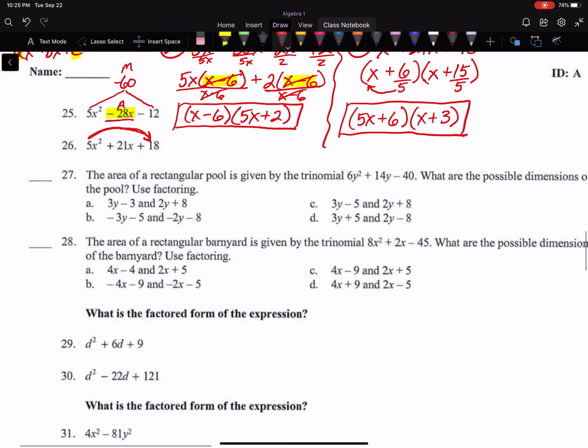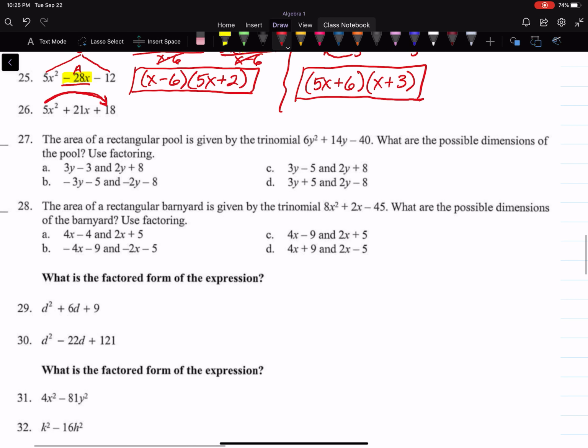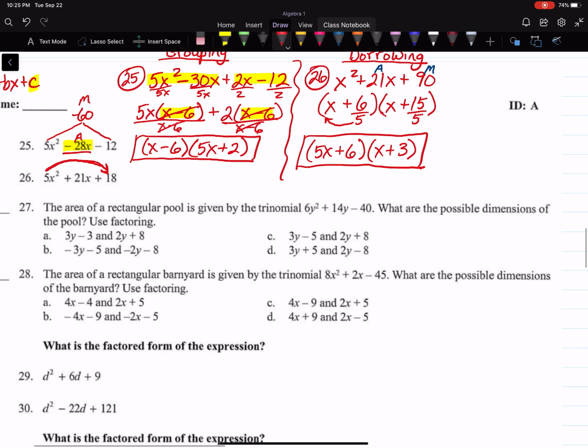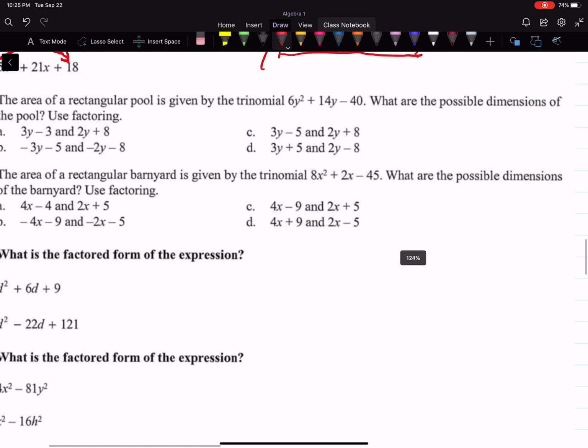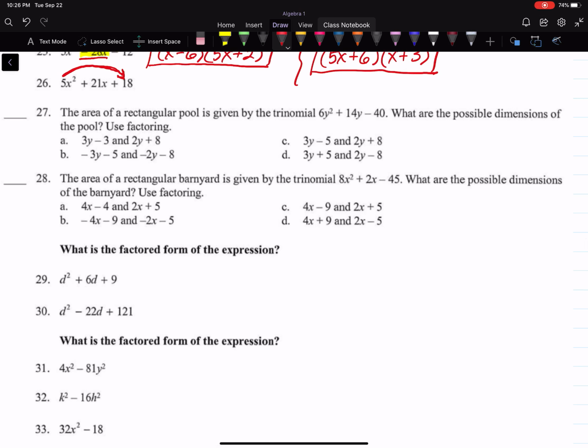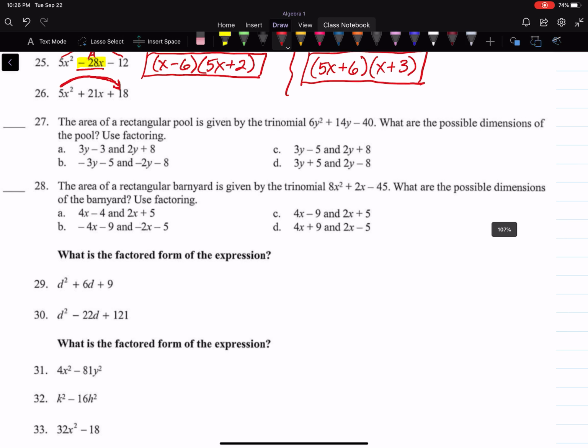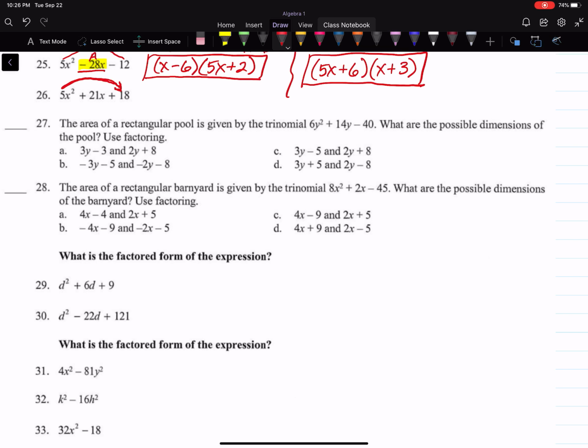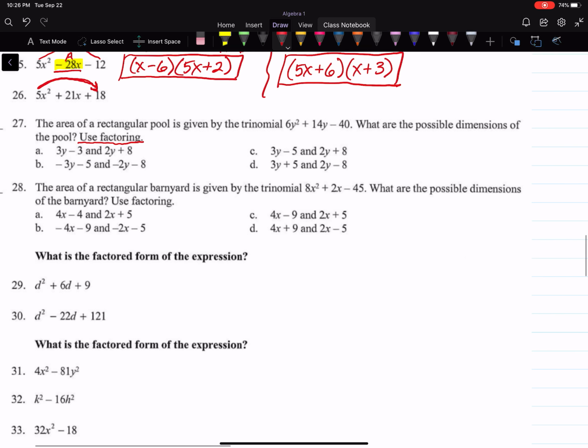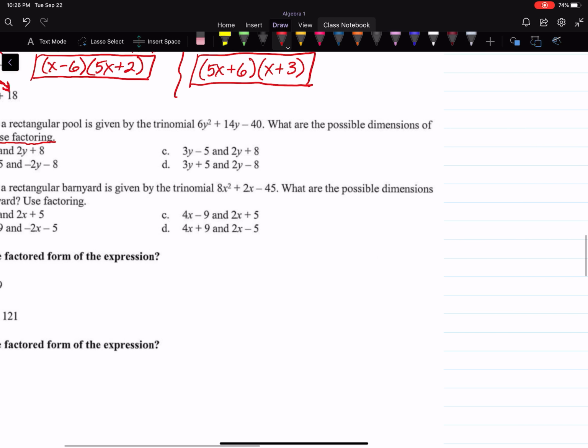All right, 27. Just understand 27 and 28 are just like 25 and 26. They're just in word problems and they're multiple choice. So it says, what are the possible dimensions of the pool? And it even tells you how to work it. Use factoring. So we are going to factor. I'm going to come over here.